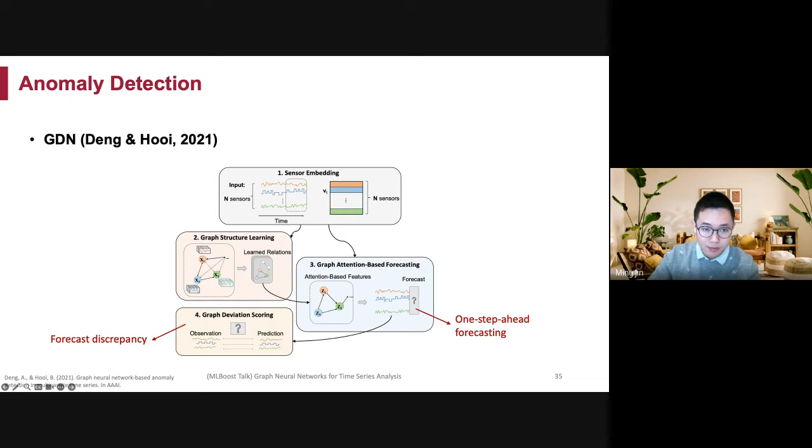Given a time series here, we first learn the graph structure, and then we use a GNN-based method to do the one step ahead forecasting. Then we compare our forecasted result with the ground truth and calculate the graph deviation scores. So this is the discrepancy measuring. If this gap is huge, I may guess that this period is abnormal, otherwise normal. So that is the basic idea of this.